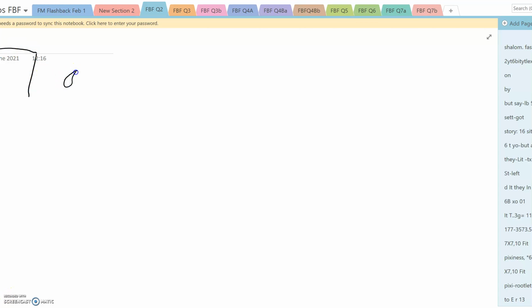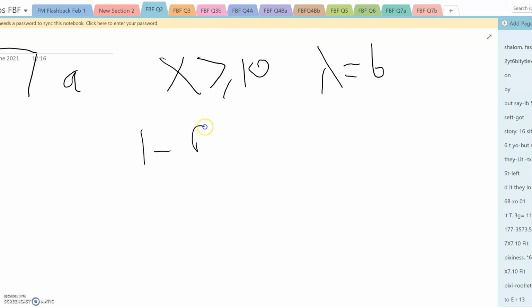Question 7a, the probability of a type 1 error. A type 1 error is rejecting the null hypothesis when it's true. And if the critical region is x greater than or equal to 10, that's the same as saying you reject the null hypothesis when x is greater than or equal to 10. And this has got to happen when lambda is 6. And we work this out by saying 1 minus the probability that x is less than or equal to 9. And that comes to 0.0839.